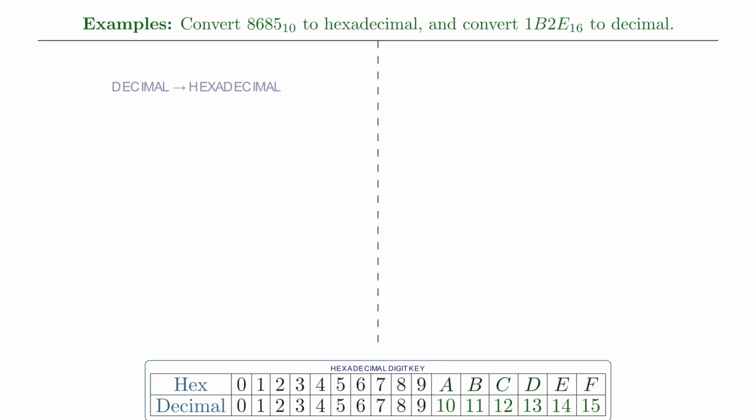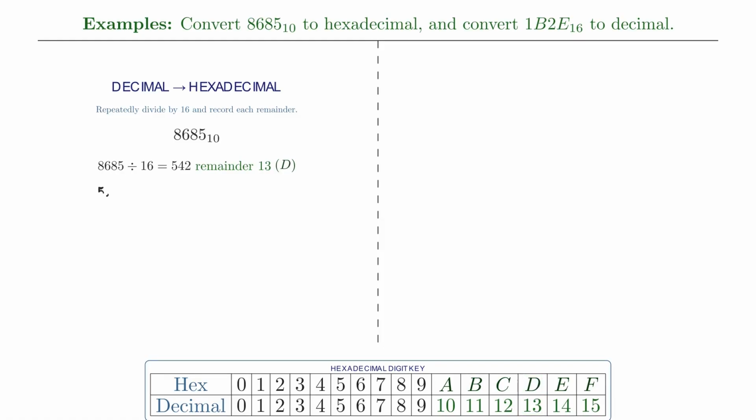Let's start converting from decimal into hexadecimal. To convert from decimal to hexadecimal, repeatedly divide by 16 and keep track of the remainders. Starting with 8685, divided by 16 is 542 with a remainder of 13. Looking at our key, 13 corresponds to hex digit D.